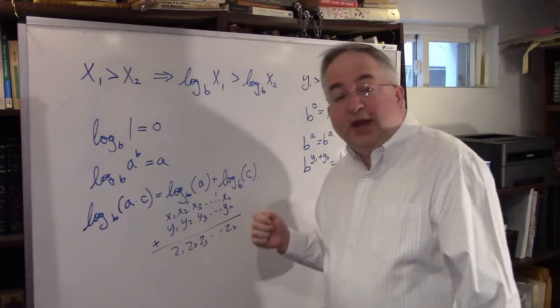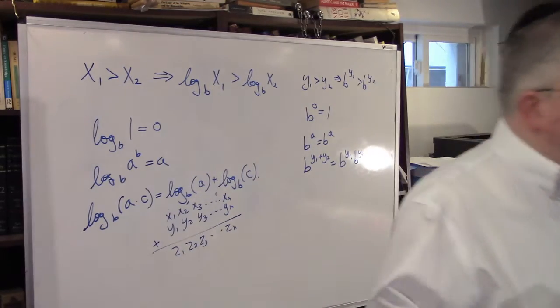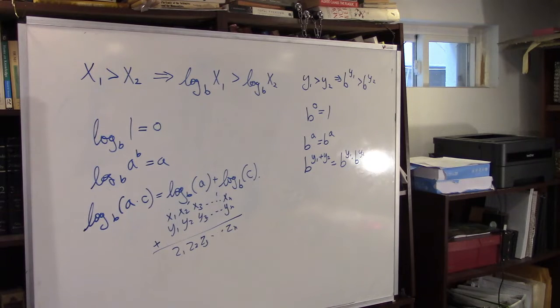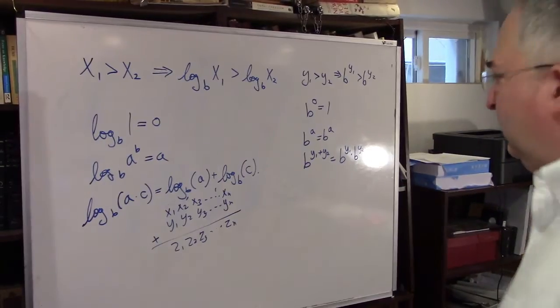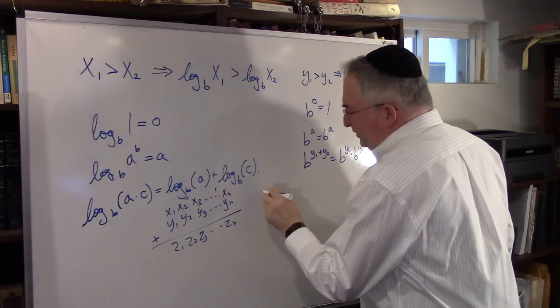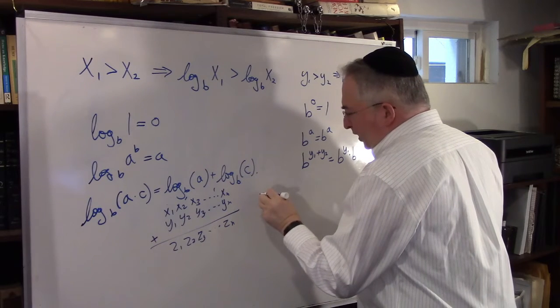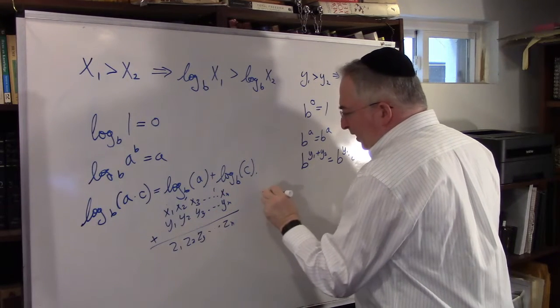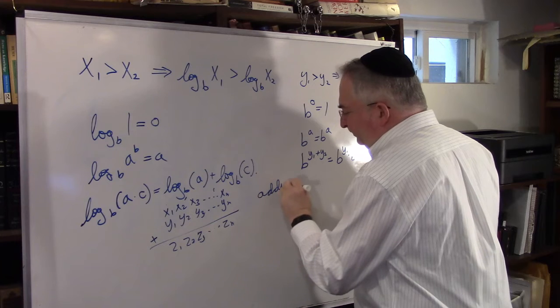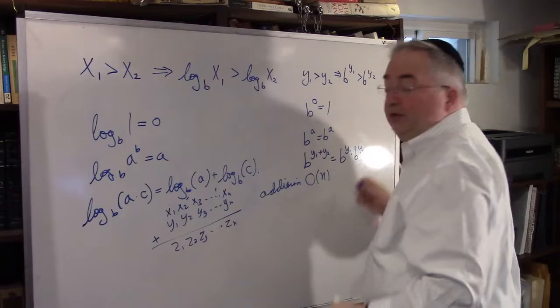Conclusion. How many operations do you have to do to add numbers? The point is, this plus operation is an n-ary operation. You have to do n small operations. Okay? So addition is O of n. It's a linear algorithm.